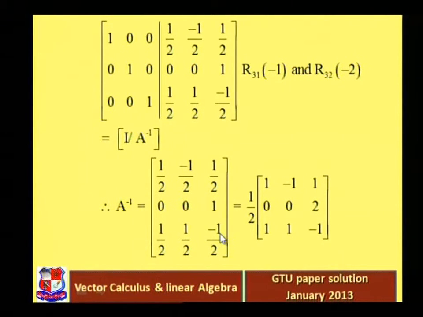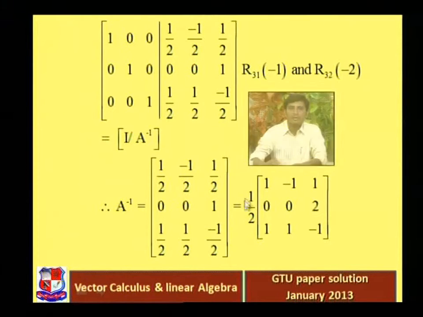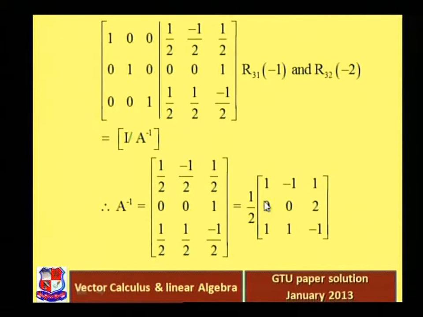You can take 1 by 2 as a common element from all the rows, so 1 by 2 will be common. So 1 minus 1 1, then 0 0 2, since we are using 1 by 2 as common, this element becomes 2, and then 1 1 minus 1. Okay, so this is exactly the inverse of the given matrix A. Next question.